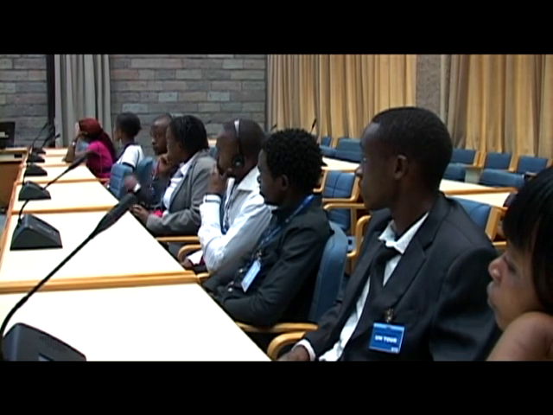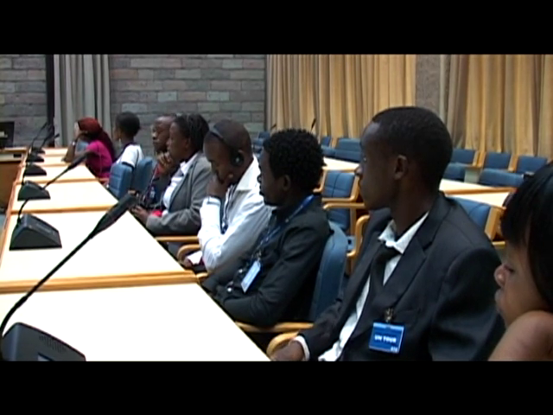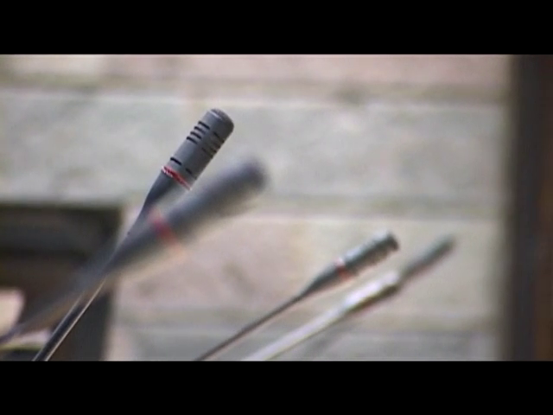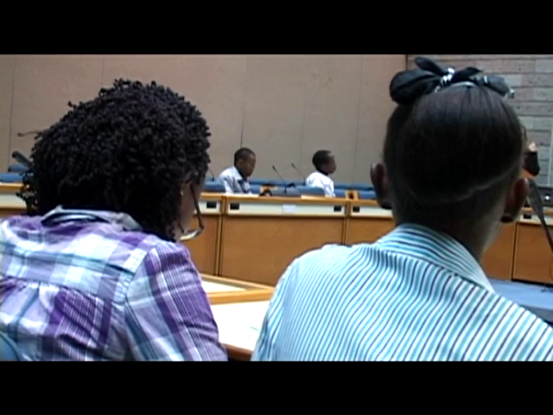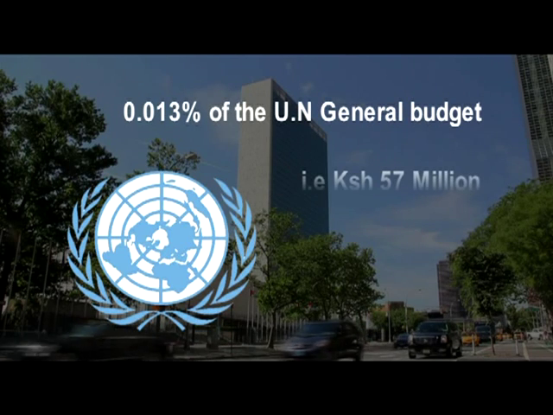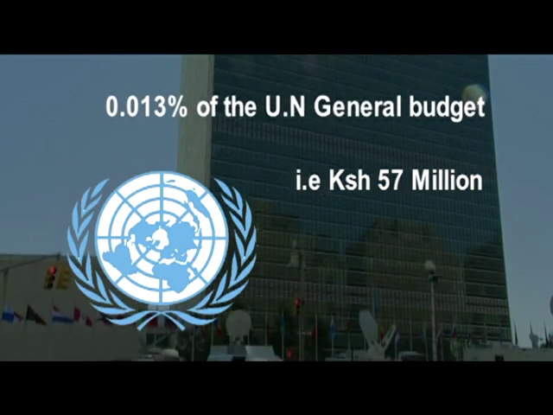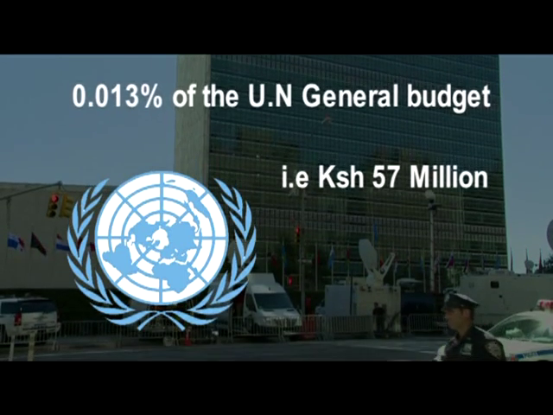Second stop is the largest conference room that can hold a capacity of 1,000 people. Here, short lectures on the structure and functions of UN are conducted. A special feature we pick up about Kenya is that it contributes 0.013% of the UN General Biennium Budget of $5.1 billion. This translates to an estimate of 57 million Kenyan shillings for 2 years.